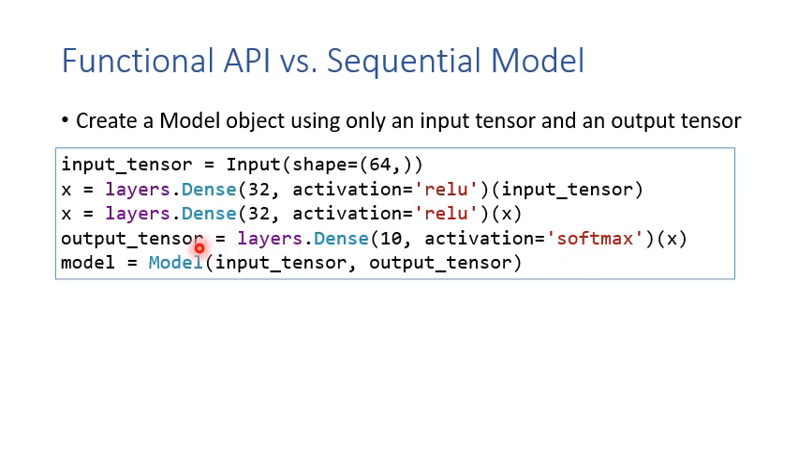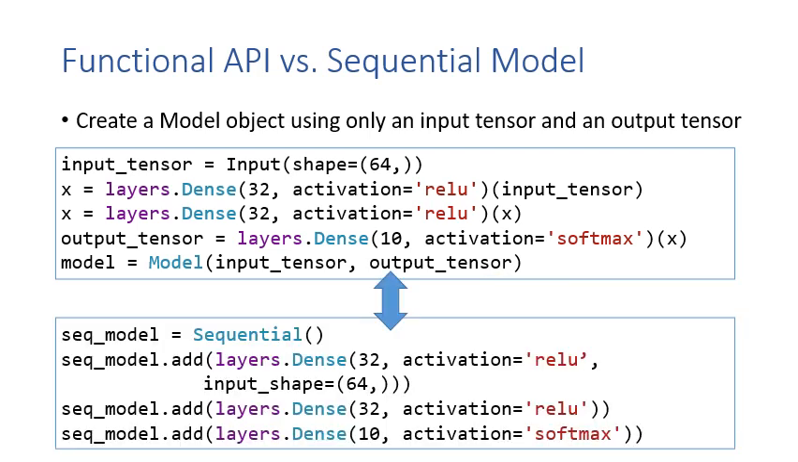Okay, so we can use this model to classify data with 10 classes. Finally, this is our final result, so we name it output tensor. To compile the model, we call the Keras Model, and then first pass the input tensor, then the output tensor, and the model is ready to be compiled.